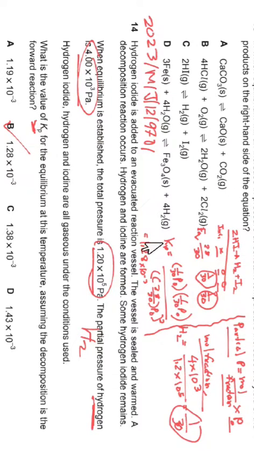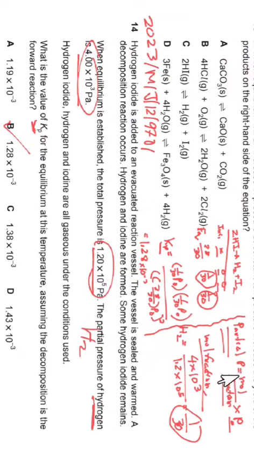So constant pressure, that is Kp or equilibrium pressure, is equal to partial pressure of hydrogen into partial pressure of iodine by partial pressure of hydrogen iodide squared, since there is 2, and the partial pressure we represent this as mole fraction into total pressure.